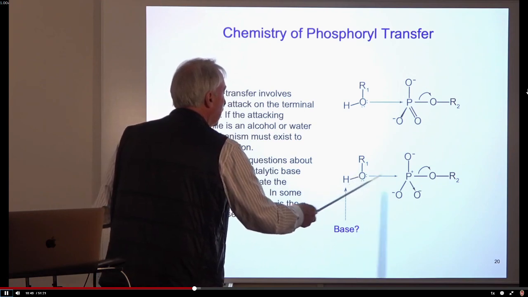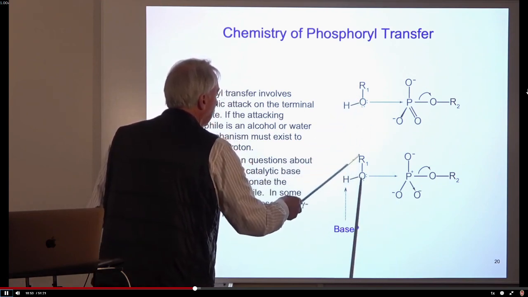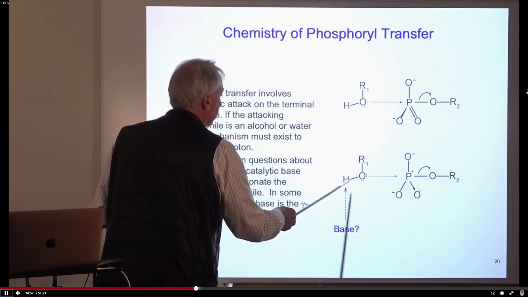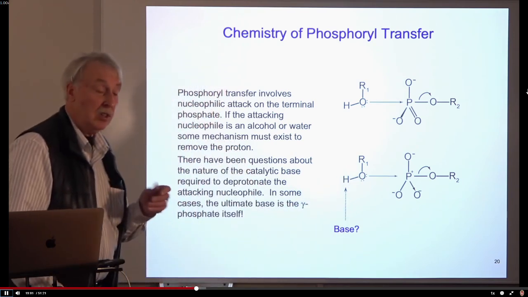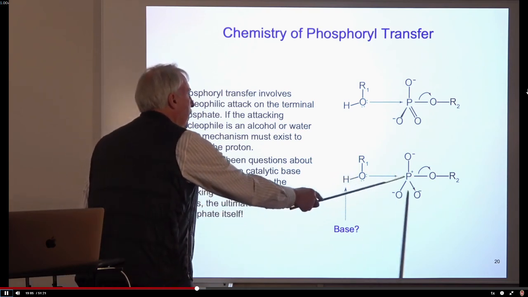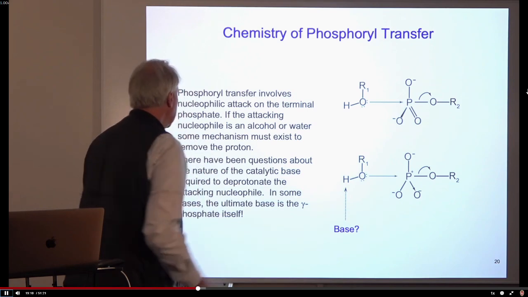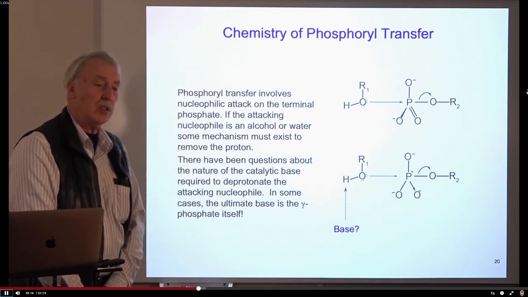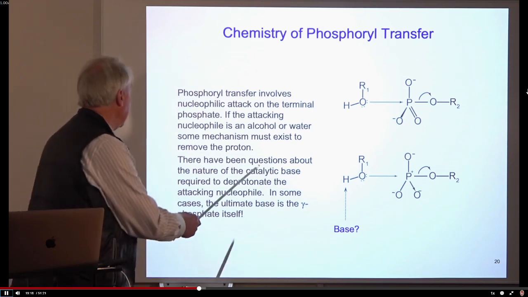As this oxygen attacks the alcohol moiety, be it water or an organic alcohol, you're going to have to remove the proton that's present here as it attacks. Either you're going to remove the proton first, and it could be said to be a catalytic base, or the proton's going to have to be transferred as it attacks the phosphate. So when you look in these active sites, you'll ask the question, what's the base? What's the catalytic base?